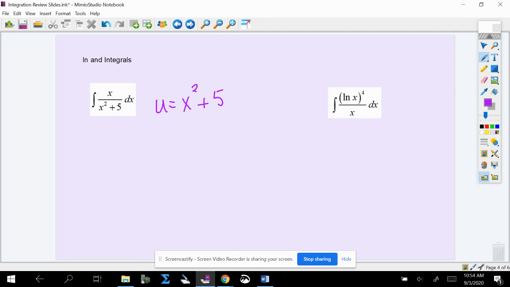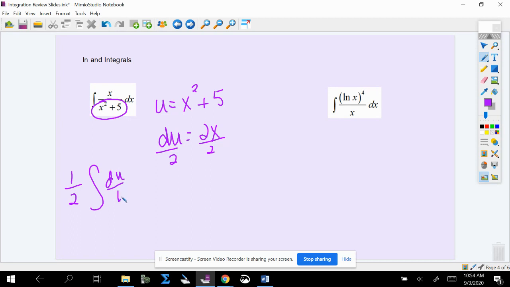Your du then is 2x. You don't have the 2, so you have to divide both sides by 2. So you have a 1/2 adjustment. But now this is a situation where you're not going to do a power rule because right now this x squared plus 5 is just to the first power in the bottom. There's no such thing as a u to the negative 1. So this is our special case.